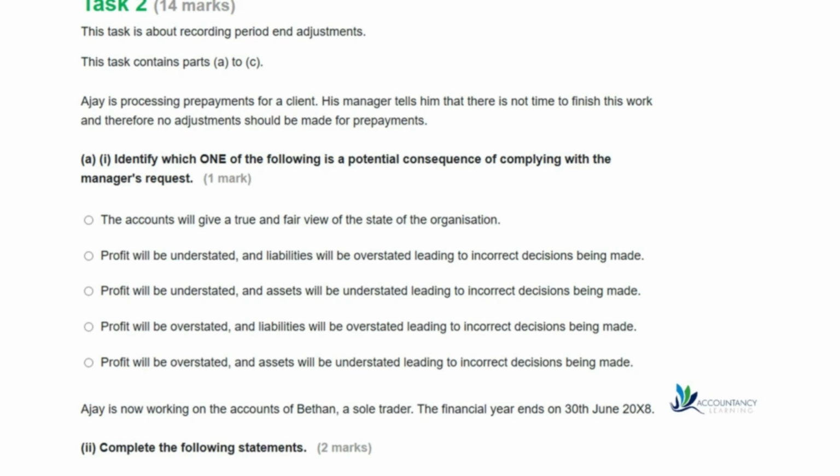Now, the prepayments are then going to be an asset in our financial position. So again, they are going to be understated. So therefore, it could then lead to incorrect decisions being made. So our answer then is the third one.